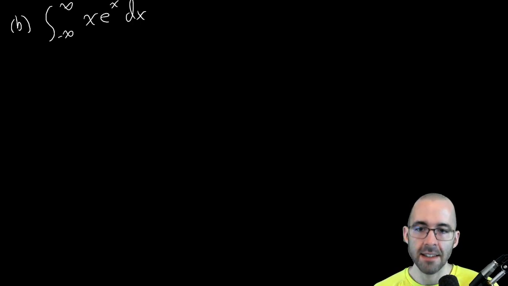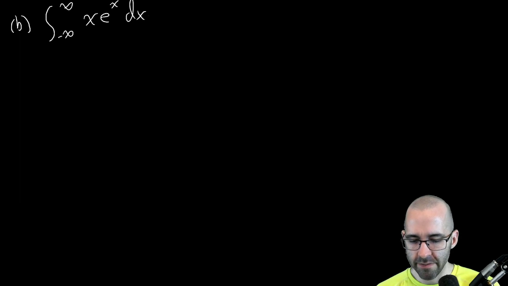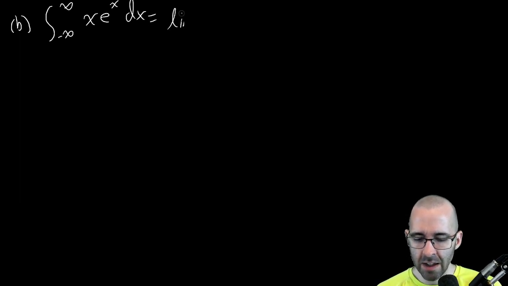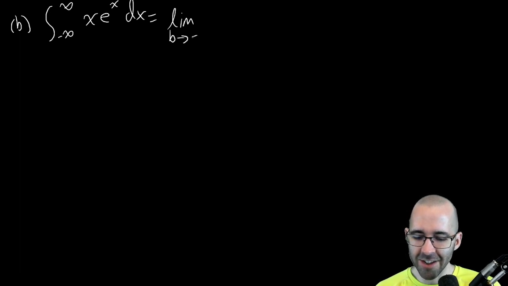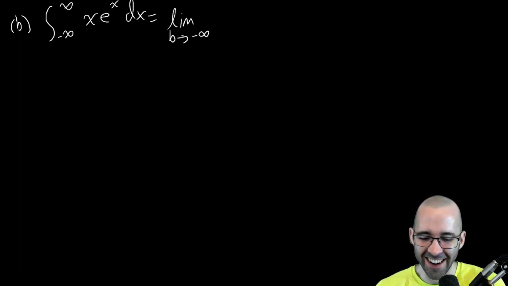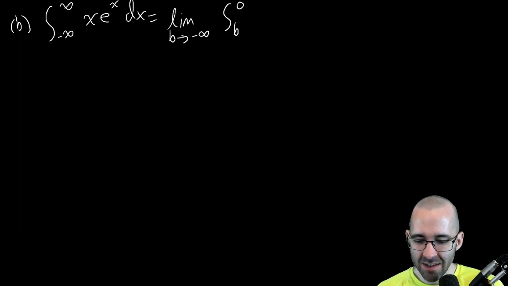All right, let's do another one just for practice. Part B, the integral from negative infinity to infinity of x e to the x dx. So again, this is easy. It's going to be the limit as a goes to negative infinity. I don't know. Let's use different letters. I love different letters. All right, I don't love different letters that much. B, I'm not very creative. Of b to 0, choose any number you want. I chose 0 here. Doesn't matter what number you choose.